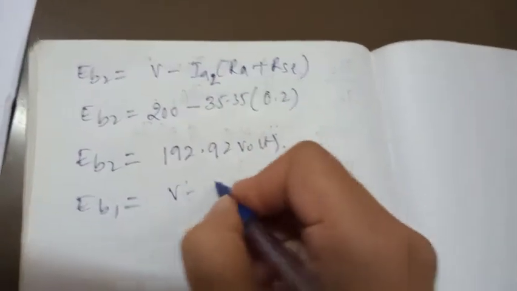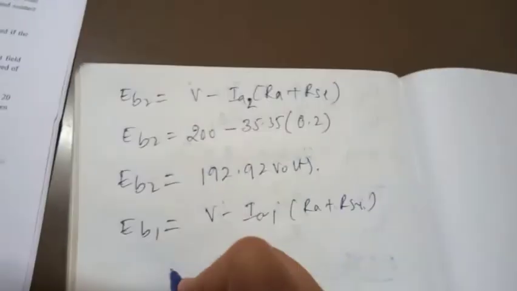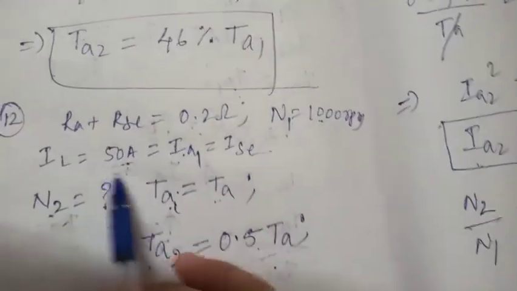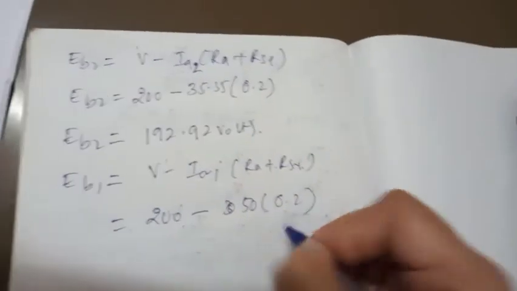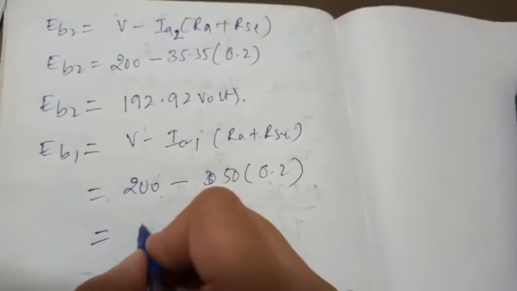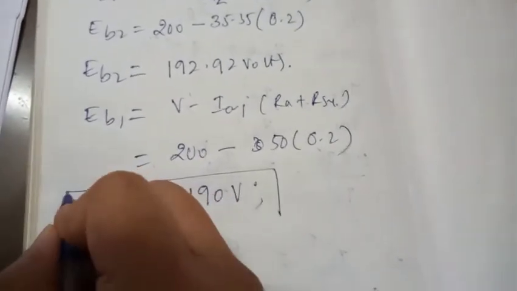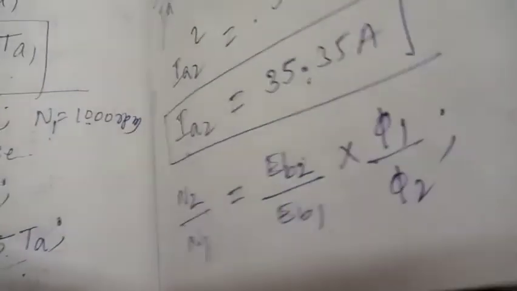Similarly, what is the value of EB1? EB1 is equal to V minus IA1 into RA plus RSE. So V is equal to 200 minus, what is the IA1 value? IA1 value is 50 amps, that is the full load amps. 50 into 0.2 into 0.2. So the answer is 190 volts. EB1 is equal to 190 volts. Now I have calculated EB2 and EB1, but the phi1 and phi2 values I don't know.